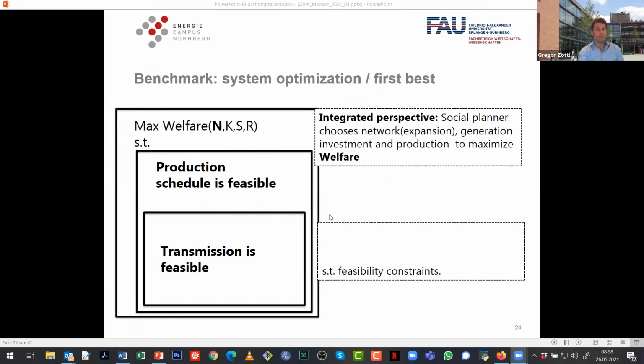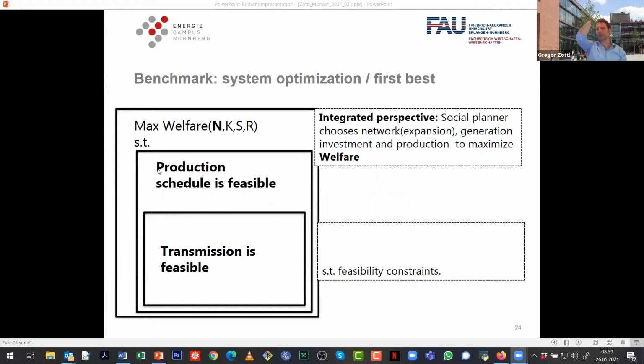As a benchmark, we will also be looking at something which we call a system optimization first-best benchmark. There, a social planner would maximize everything: the network expansion, the capacities, and the final transportation through the network. This would be a single-objective optimization problem. For illustrative purposes, I didn't cancel the lower-level boxes, but basically it is just the maximization problem. Here we have all the mathematical constraints listed, which refer to production facilities.